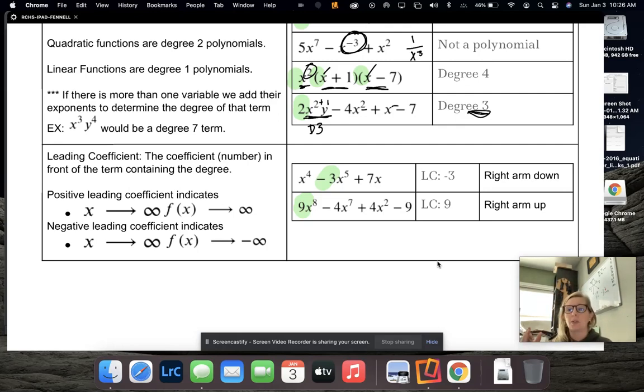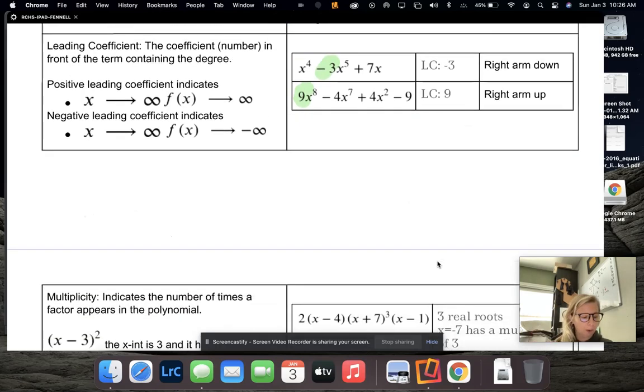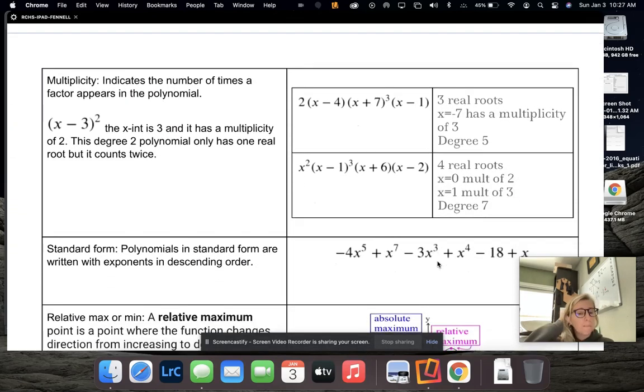So as x goes to infinity, y or f of x is going to go to negative infinity. Super important. So this leading coefficient indicates the end behavior of our function. So very important to know. Okay, multiplicity indicates how many times a factor occurs in a polynomial.